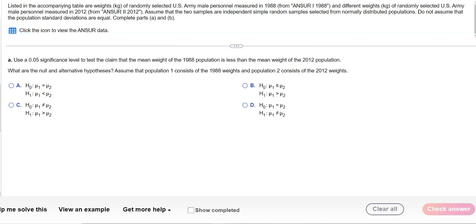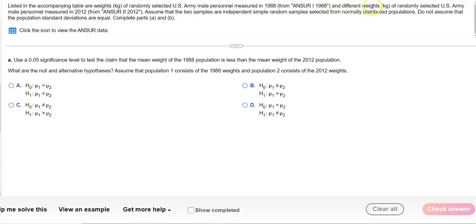So let's go ahead and look at how we can do this hypothesis test where we're testing a claim about the means of two populations, two independent populations, using raw data. So the question says, listed in the accompanying table, that means this table right here, are weights in kilograms of randomly selected U.S. Army male personnel measured in 1988. And this is just telling us where those measurements came from.